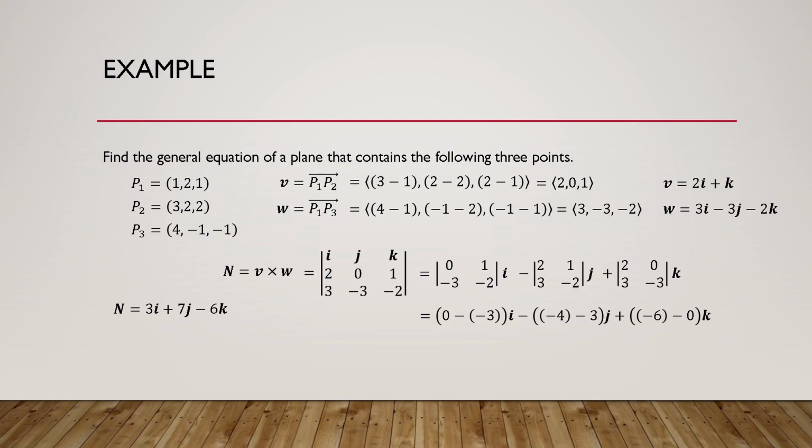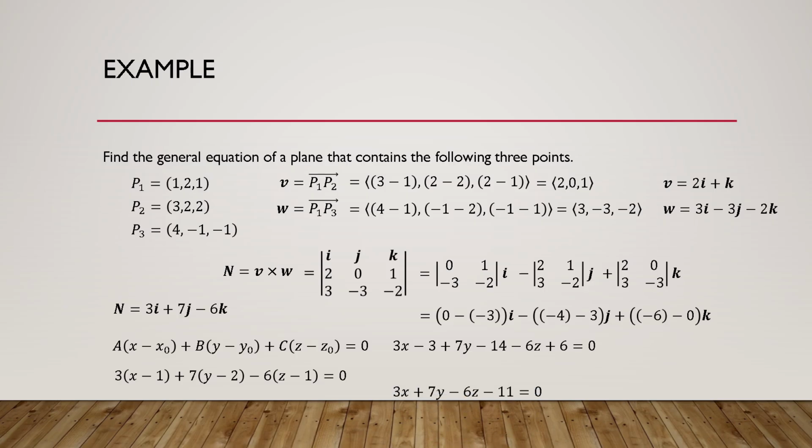We next apply this vector and the point P1 to the equation of a plane to get 3 times the quantity (x - 1), plus 7 times the quantity (y - 2), minus 6 times the quantity (z - 1) equals 0. Distribute the parentheses, simplify, and move the integer to the other side of the equal sign to get the general equation of the plane: 3x + 7y - 6z = 11.